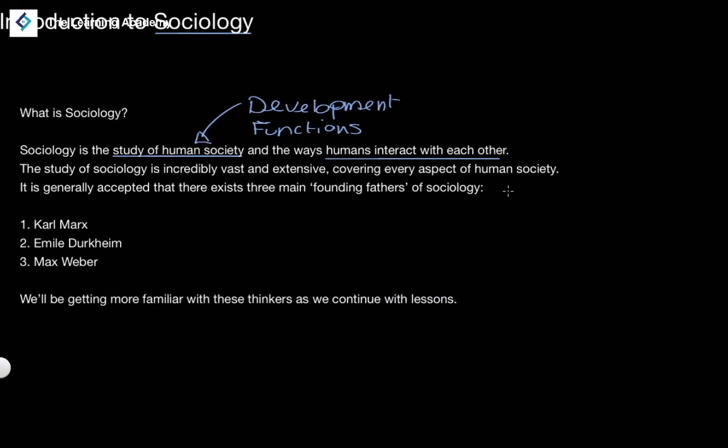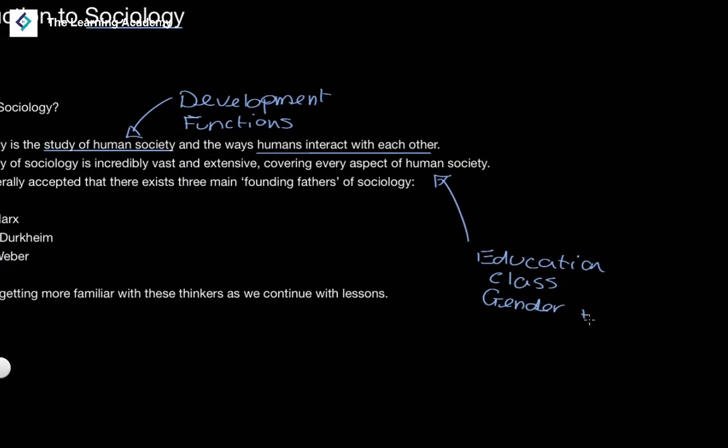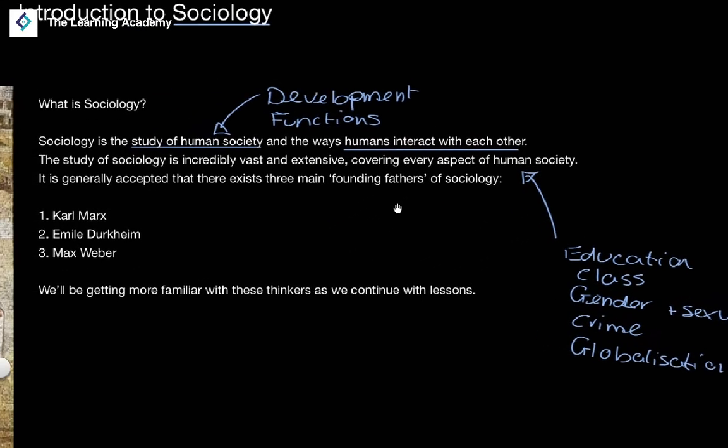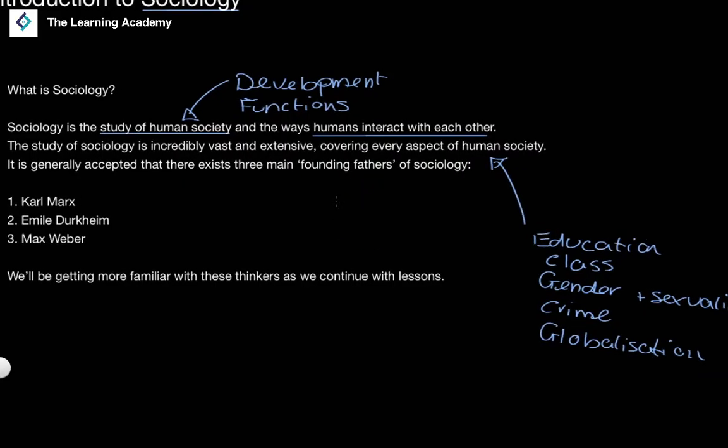So, for example, in this series of videos, we're going to talk about education. We're going to talk about things like class. We're going to talk about things like gender and sexuality. We're going to talk about things like crime and deviance. And we're going to talk about more international, global issues like globalization. These are just some of the things that we're going to talk about in this series of lessons. But these all fall under the concepts of sociology.